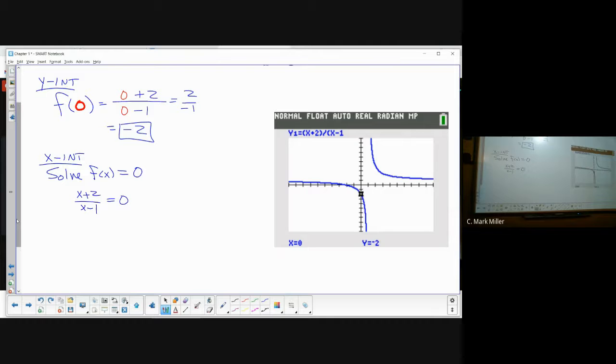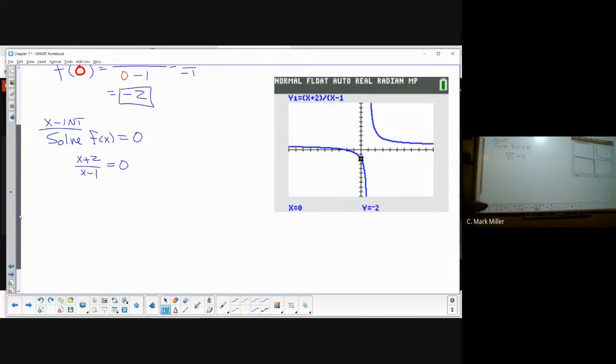You ready? A fraction equals 0 when the numerator is 0 and the denominator is not. Top equals 0, the bottom isn't. So this amounts to x plus 2, the numerator, equaling 0, or x equals minus 2. It's a coincidence that's the same as that one up there.